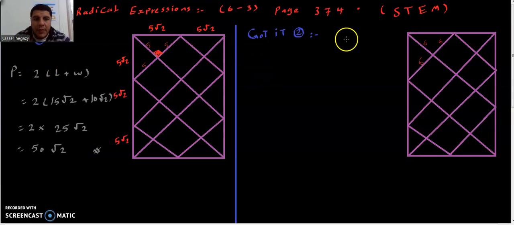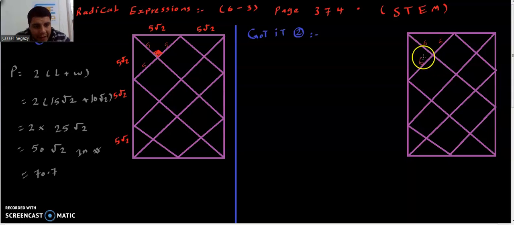Let's go to Got It number 2. Got It number 2 is the same idea, but here the side is 6 inches. Don't forget that it's inches. But he asked for the nearest tenth, so it will be 70.7, using your calculator.